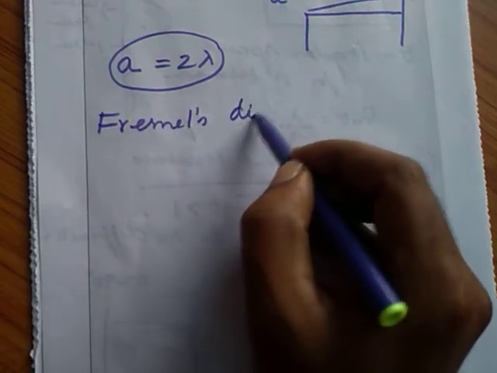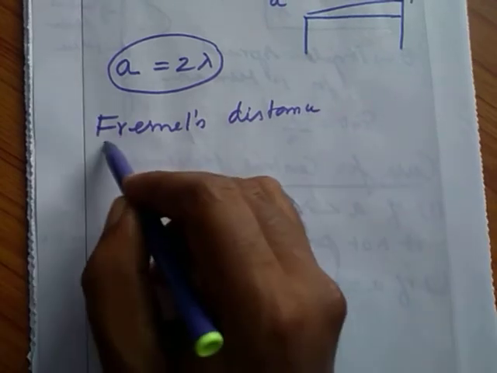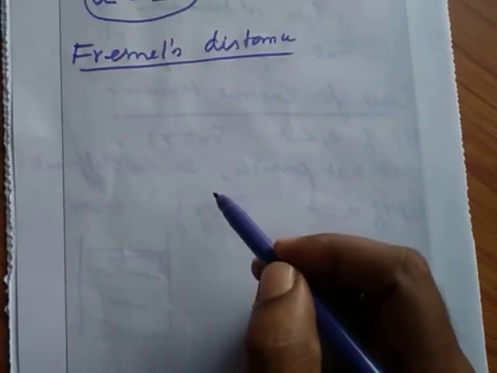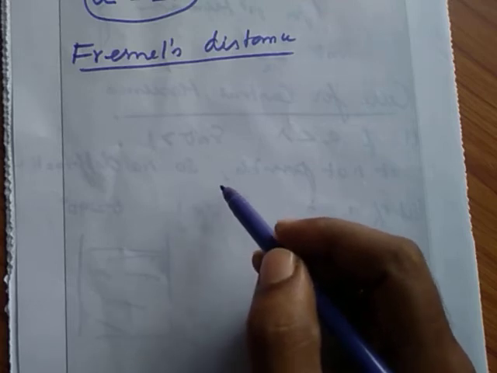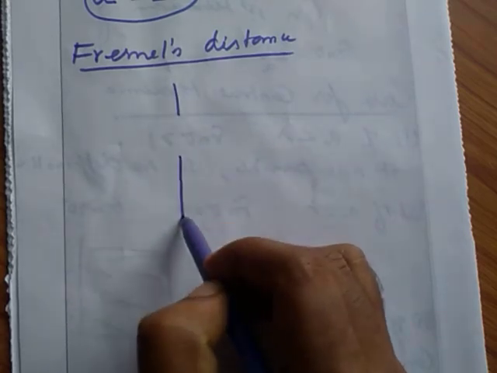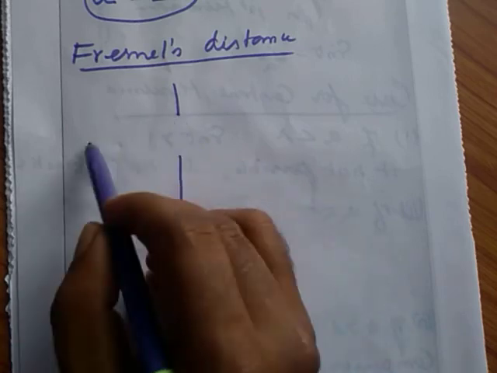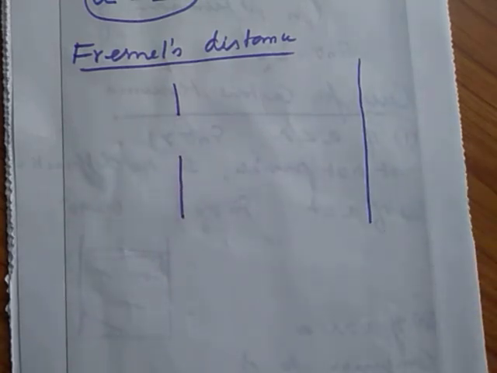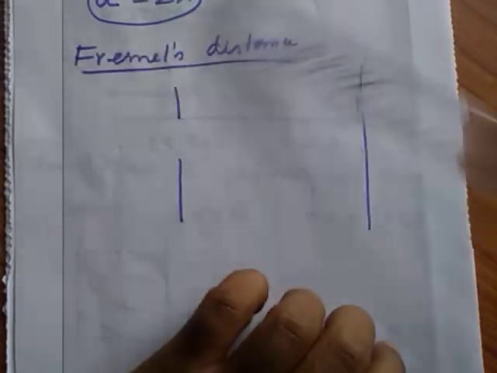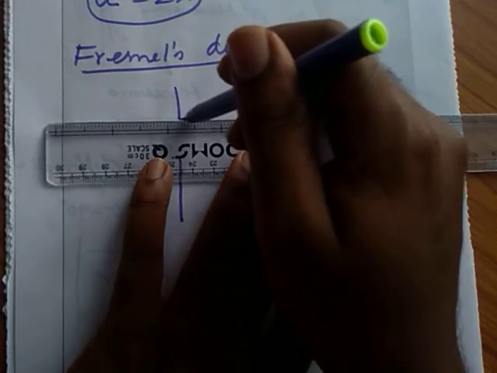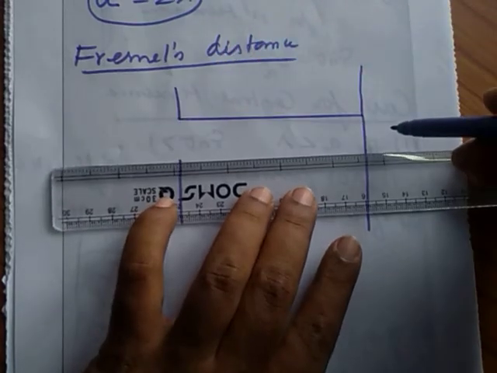Fresnel's distance. We know in ray optics light travels in a straight line, but here we are telling light will bend, that is known as diffraction. Okay, Fresnel did an experiment. We know he is using a single slit, then there is a point source, there will be a screen at a longer distance. Here the light from the source has to travel in a straight line, that obeys ray optics.